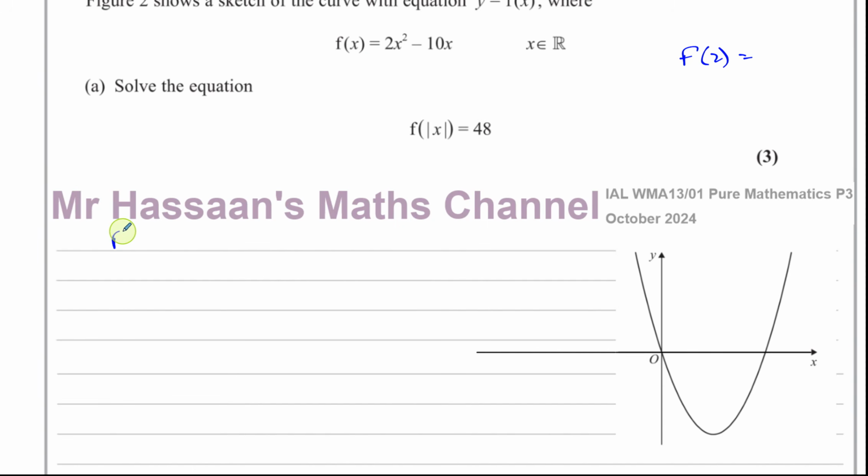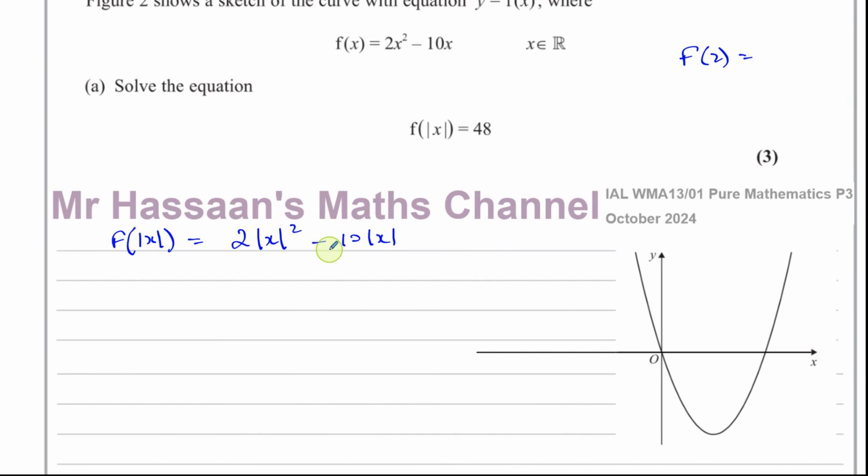So in this case, what this means is 2 times the modulus of x squared minus 10 times the modulus of x. That's what it means. And what we need to do is solve the equation where this is equal to 48. Okay, so first of all, I'm just going to show you how this would be graphed. How would you graph something like this? And that will help us to understand how the answer comes.